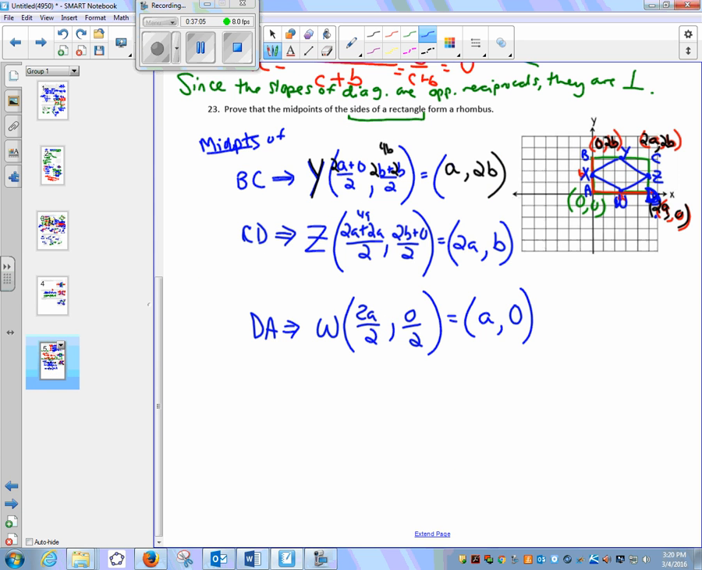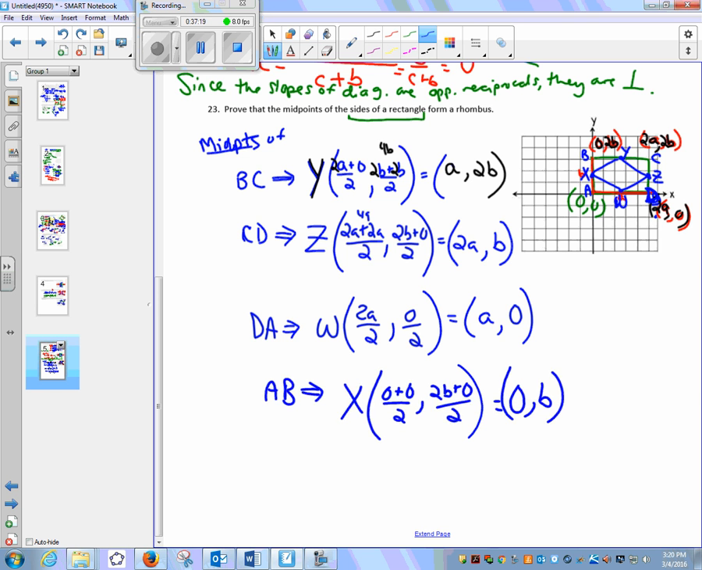Then we are going to do our last side, which is AB. Midpoint of AB, we're calling X. Add the x's, add the y's. You get 0, comma, B. Those are our coordinates of the supposed rhombus. We're trying to prove now that these points make a rhombus.